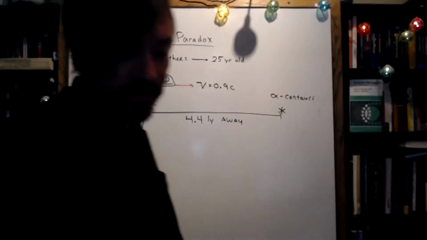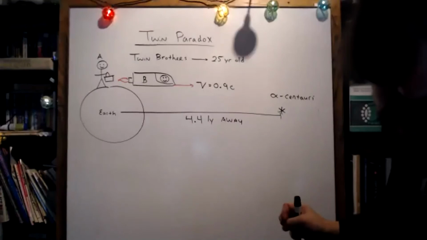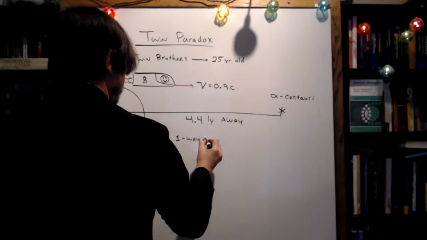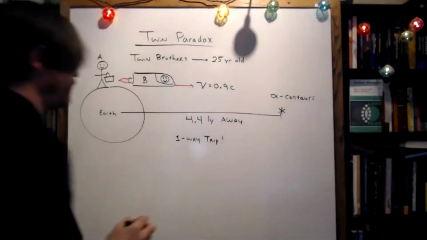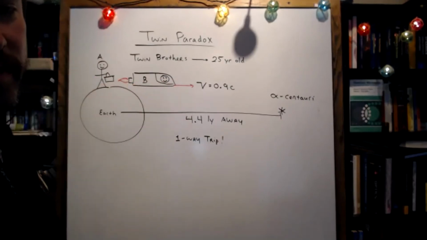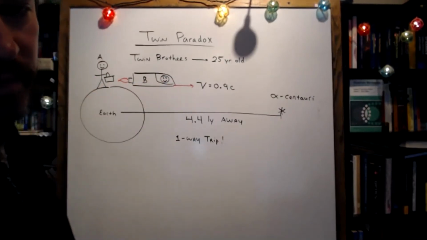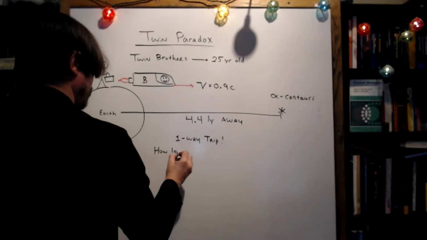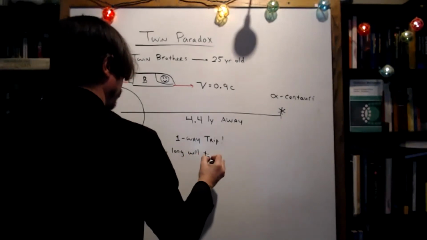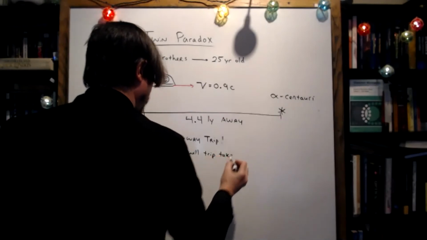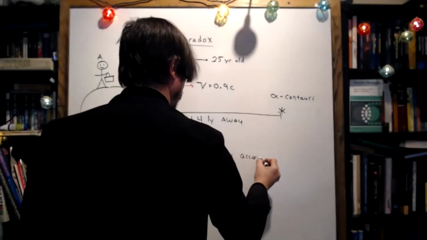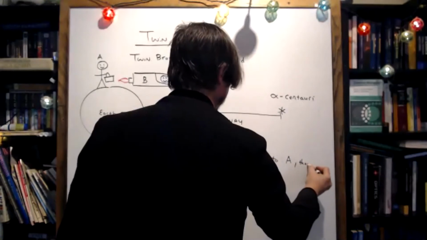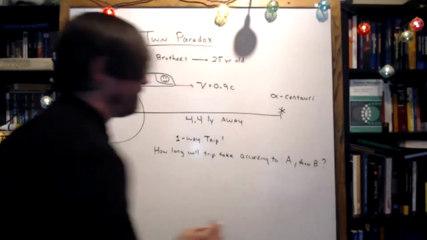Our goal is to ask ourselves, let's talk about a one-way trip for starters. A one-way trip for observer A versus observer B. We want to ask, how long will the trip take according to first A and then B? So we have 2 questions here.